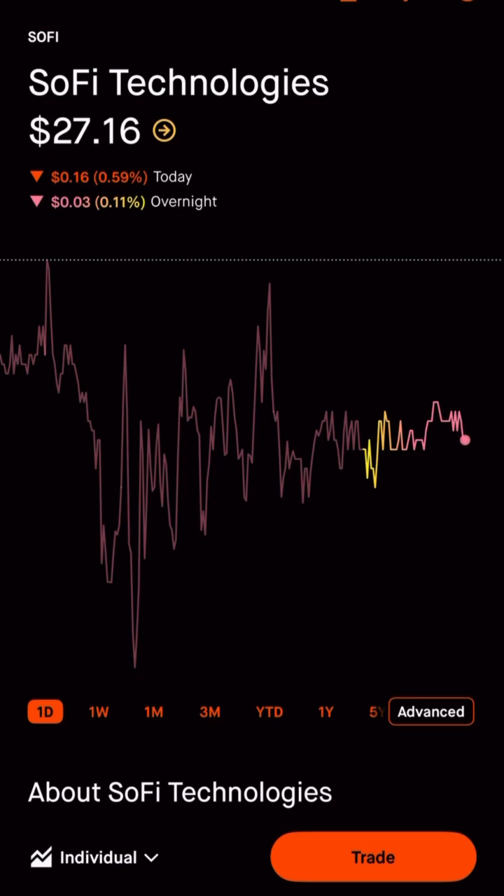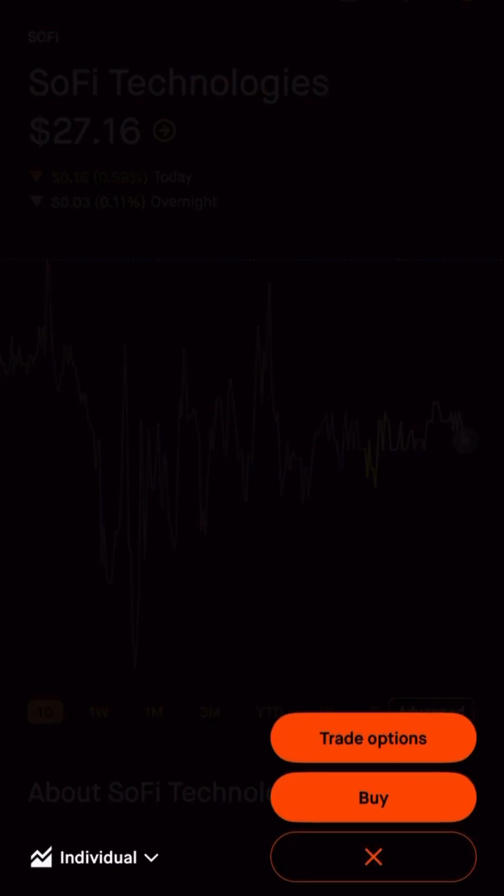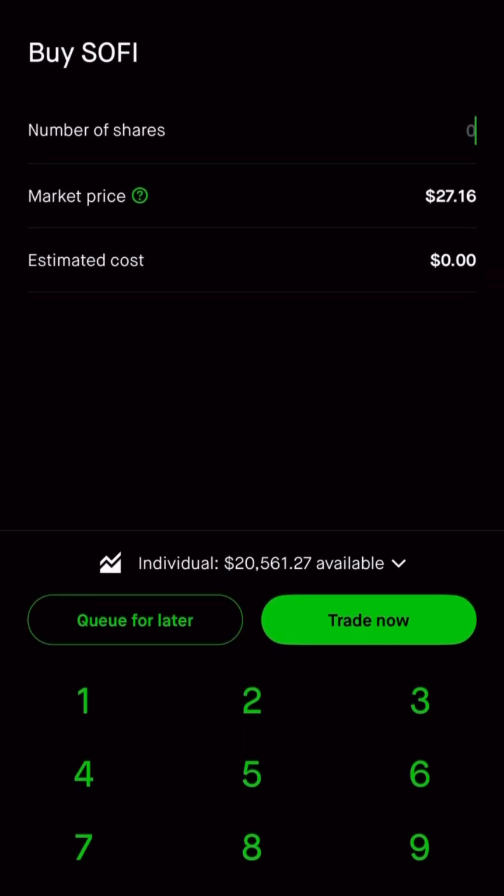So, in order to buy a stock, you first have to select a stock. In this example, we're going to use the stock SoFi. We can see that the stock price is currently $27.16. So to do a market order, which is what most people do when they're purchasing stocks, you would click Trade, click Buy. You would select the number of shares you want to buy.